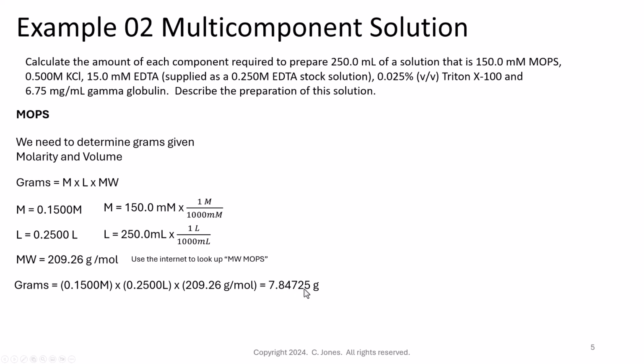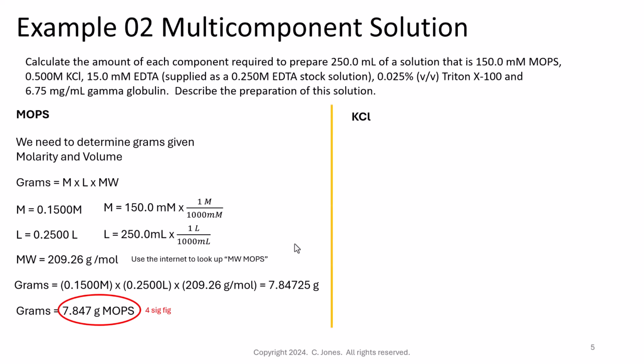This gives us an initial answer of 7.84725 grams. But by now I know you're thinking this is too many digits. We're not obeying the rules of significant figures. So we look up and say we have 4 significant figures for MOPS, 4 significant figures for the volume. So our answer should have 4 significant figures. And there it is, accounting for round up as well. All right, what's next? Looks like it's KCl.